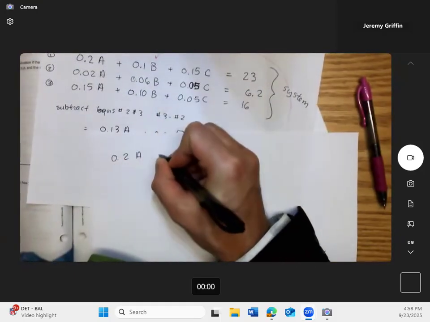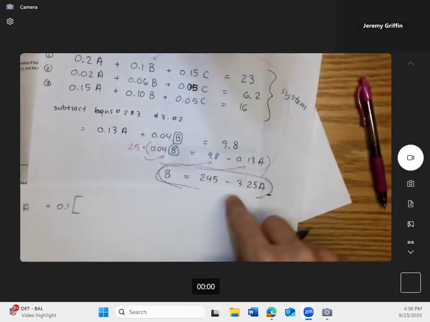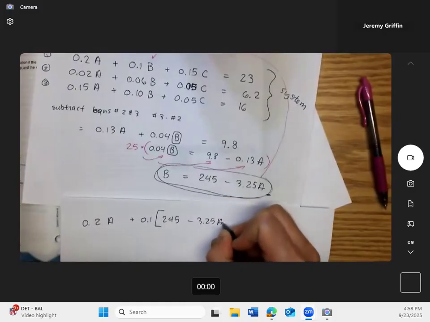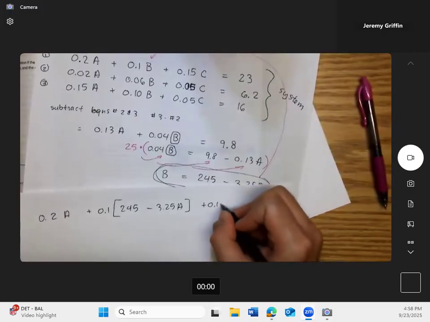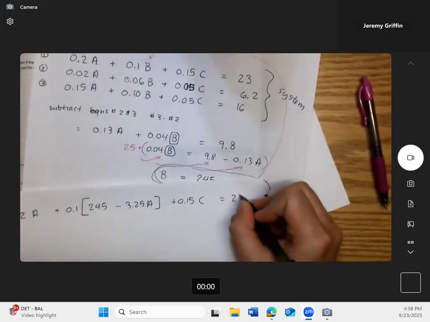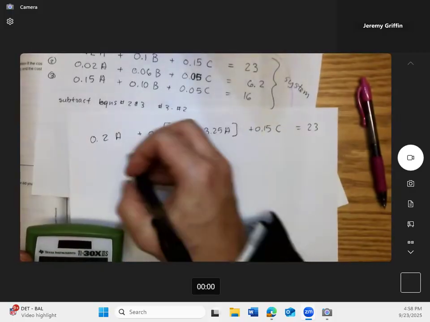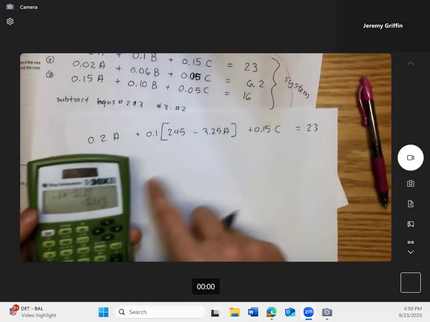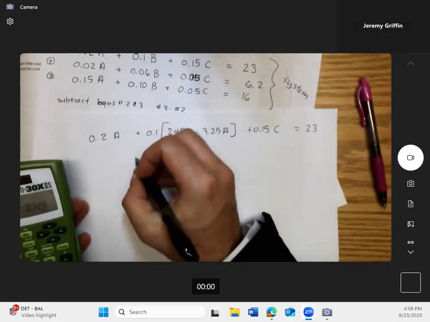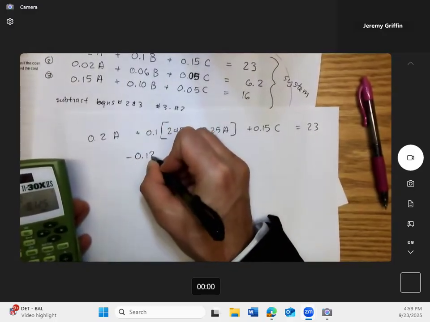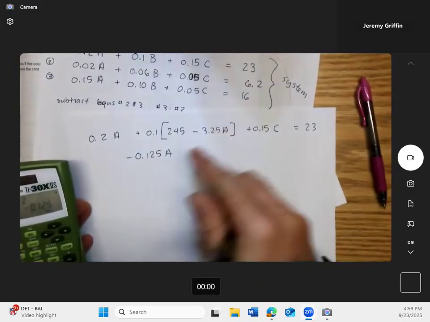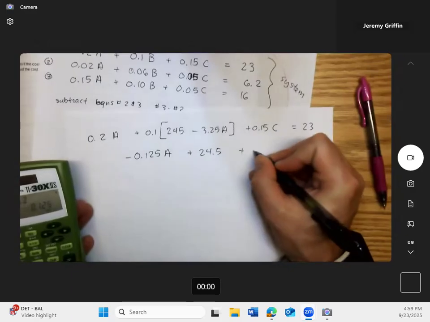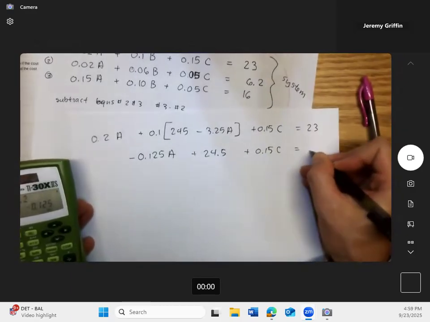So 2a plus 0.1, but instead of b, I'm going to do this whole expression, 245 minus 3.25a, and then plus 0.15c. This all comes out to 23. So distribute this, and what's 0.1 times negative 3.25, and plus 0.2. So I've consolidated all this to negative 0.125a. That's 1 over 8, by the way. Then plus 24.5, and then plus 0.15c equals 23.